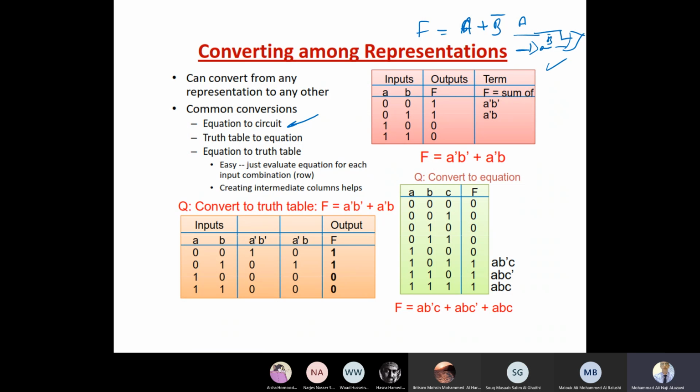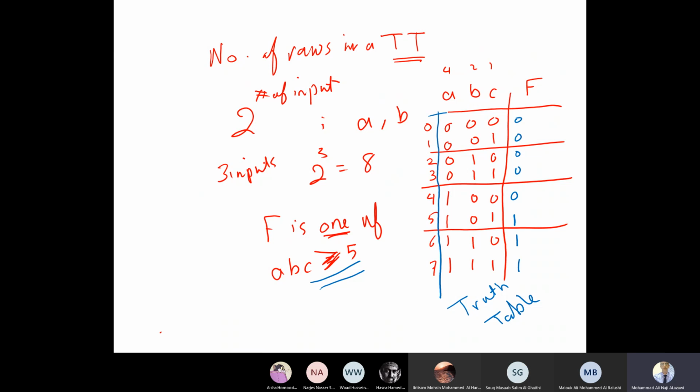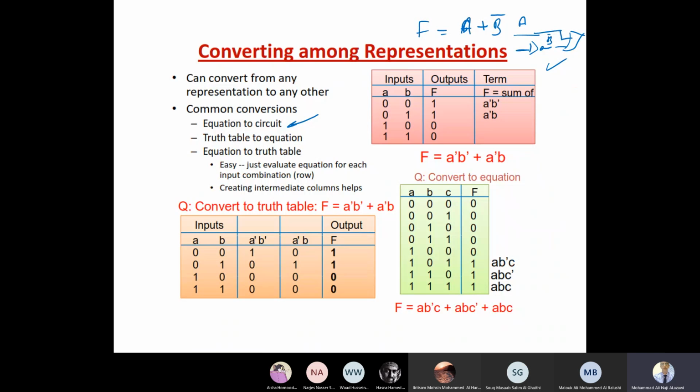Truth table to equation. Okay. How to convert this truth table to an equation is our next discussion. So I'll keep it for now. All right. So we can convert truth table to an equation.